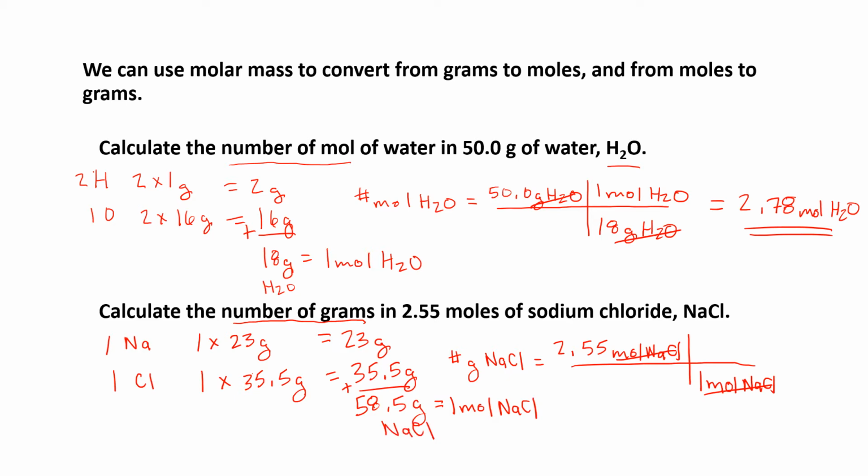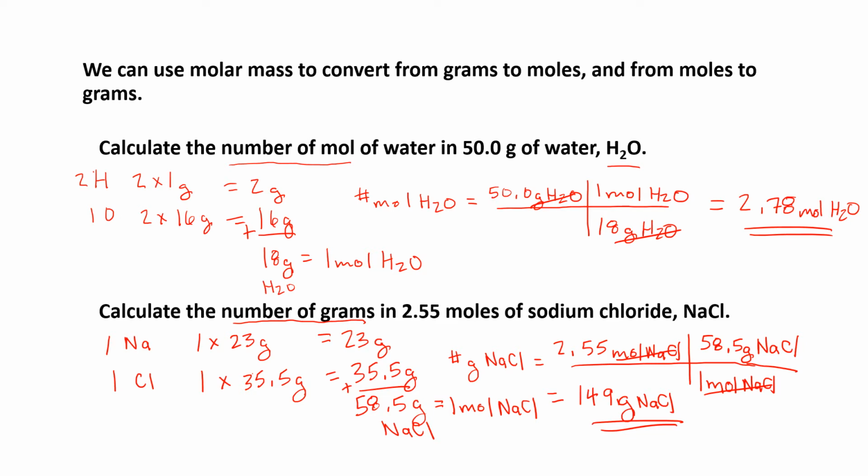And so I'm looking for grams, so I'm going to put 58.5 grams of NaCl up top. So the moles cancel and I'm left with grams of NaCl, and so that's going to equal 149 grams of NaCl. So that's my answer there.